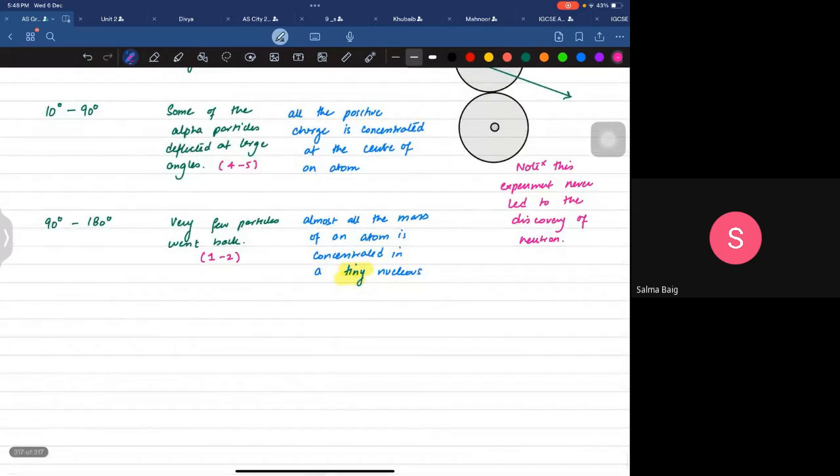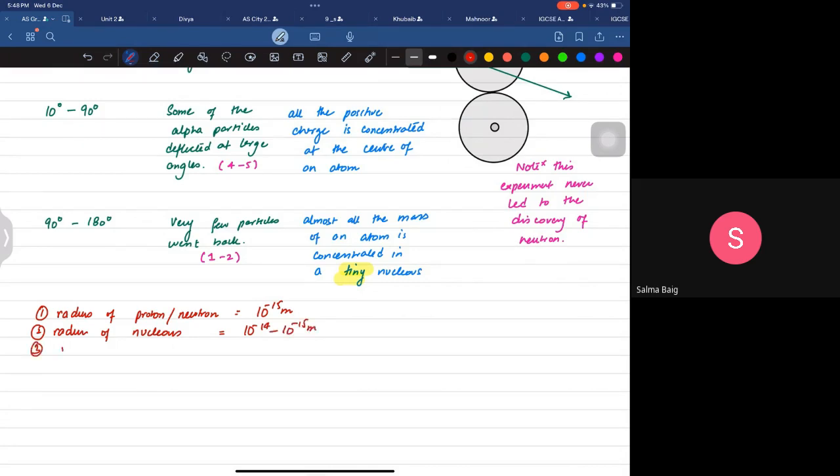Now, what you guys need to remember is a few important things for the estimation. The radius of a proton or a neutron is about 10 raised to minus 15 meters. Radius of nucleus is also about 10 raised to minus 14 to minus 15 meters. Then the radius of an atom is about 10 raised to minus 10 meters. So the atom is almost 100,000 times bigger than the nucleus, and that's why we say that the nucleus is so tiny.